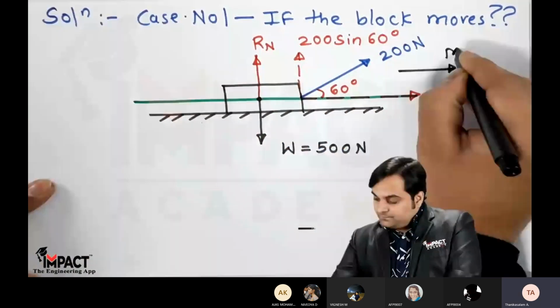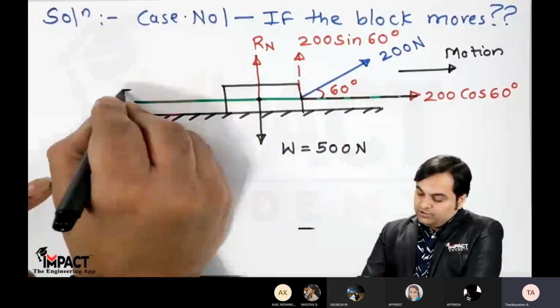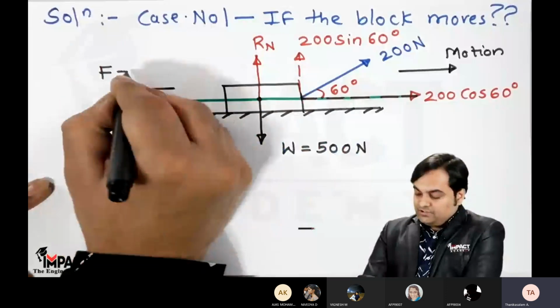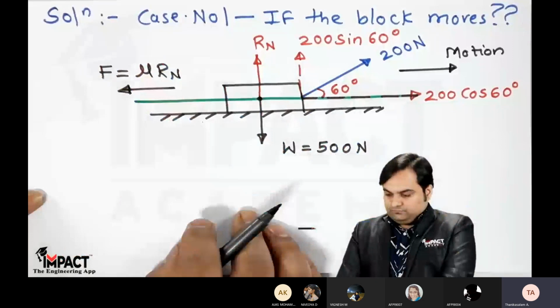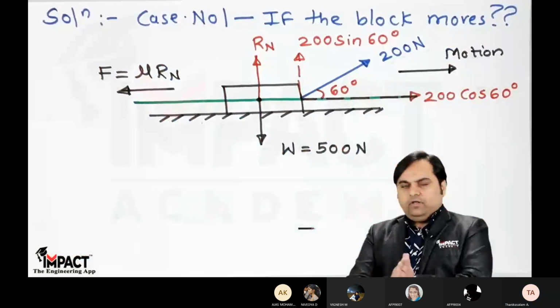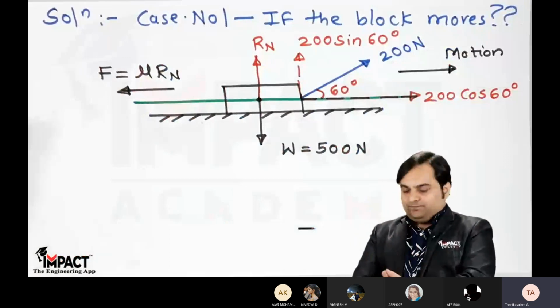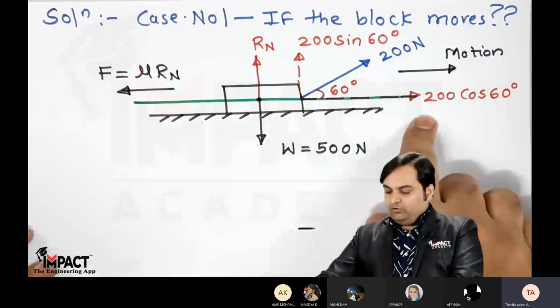Opposite to motion would be the friction force, as always. The friction force is given by mu into Rn. Now the condition is whether the block moves or not, that we have to find out. So how to decide it? We have to compare the force which is causing the motion.